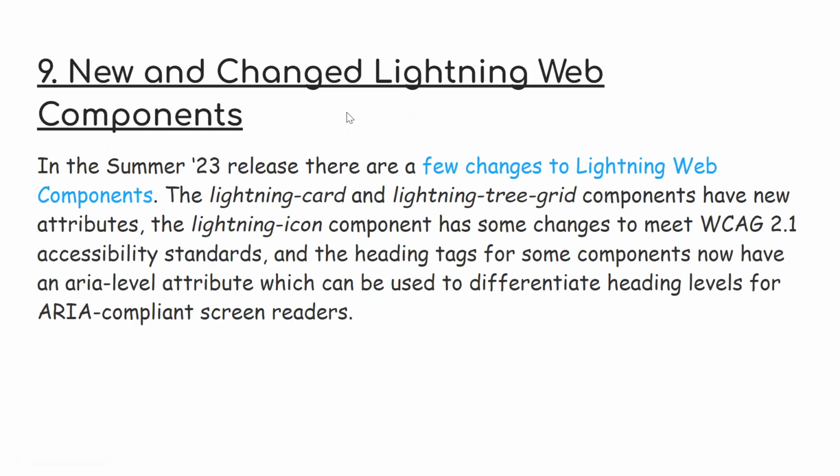New and changed Lightning Web Components. In the Summer '23 release, there are a few changes to Lightning Web Components. The Lightning Card and Lightning Tree Grid components have new attributes. The Lightning Icon component has some changes to meet WCAG 2.1 accessibility standards. And the heading tags for the component now have an ARIA level attribute, which can be used to differentiate heading levels for ARIA-compliant screen readers.